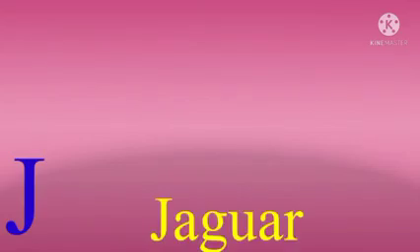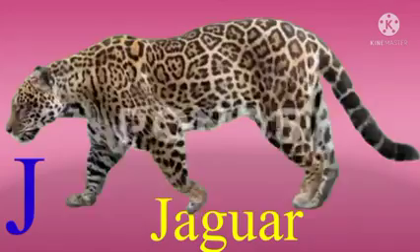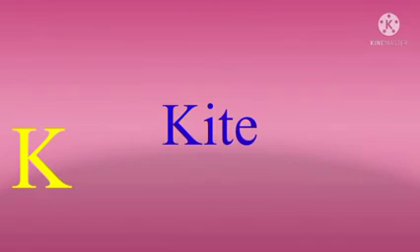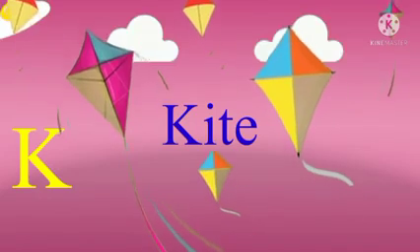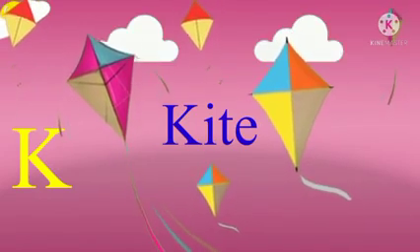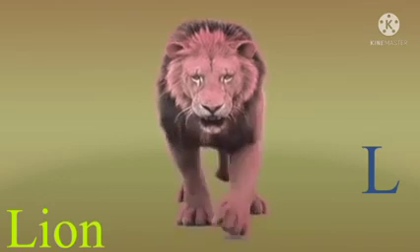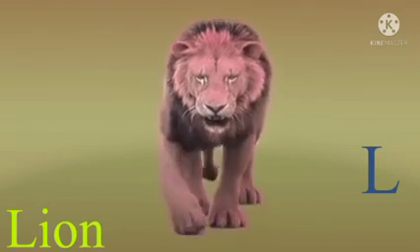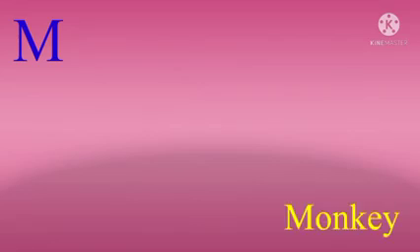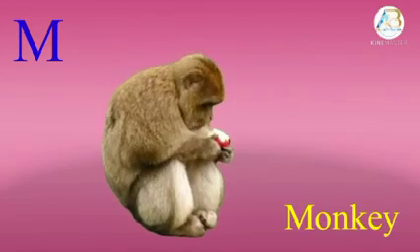J for jaguar. This is a jaguar. K for kite. This is a kite. L for lion. This is a lion. M for monkey. This is a monkey.